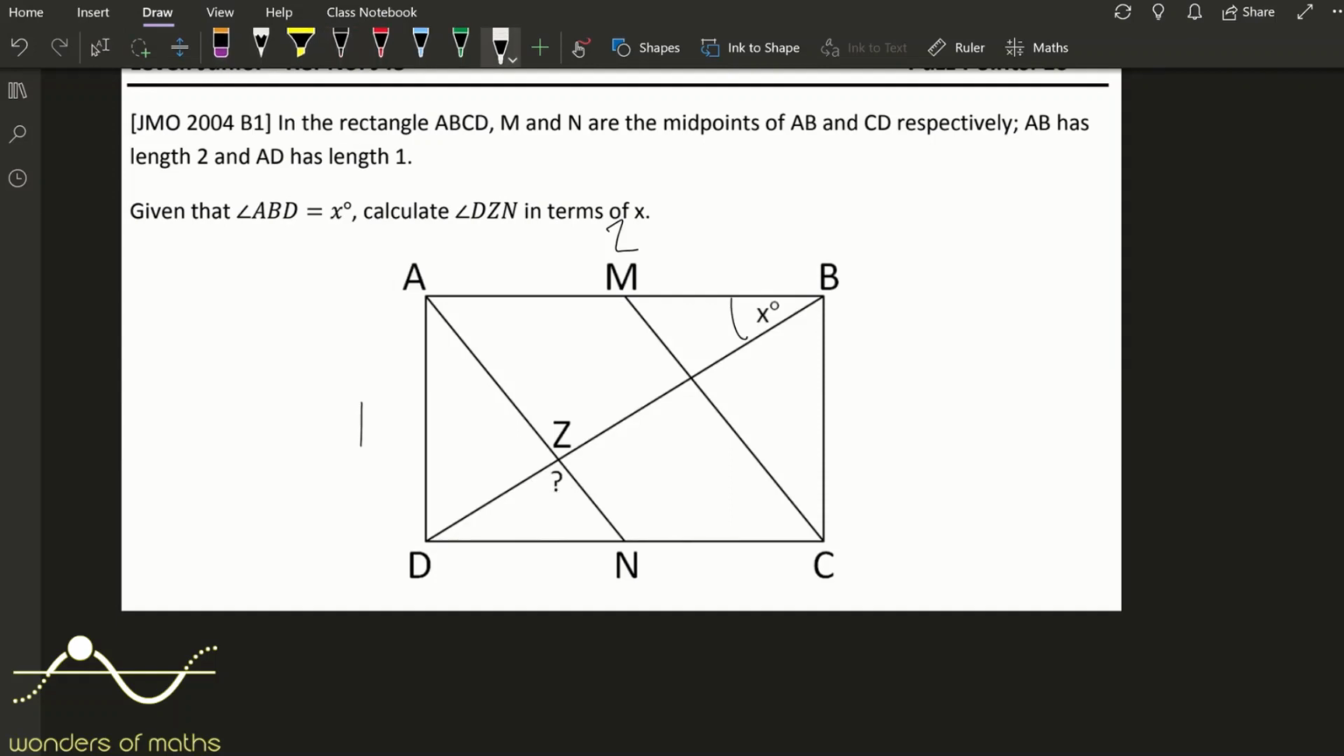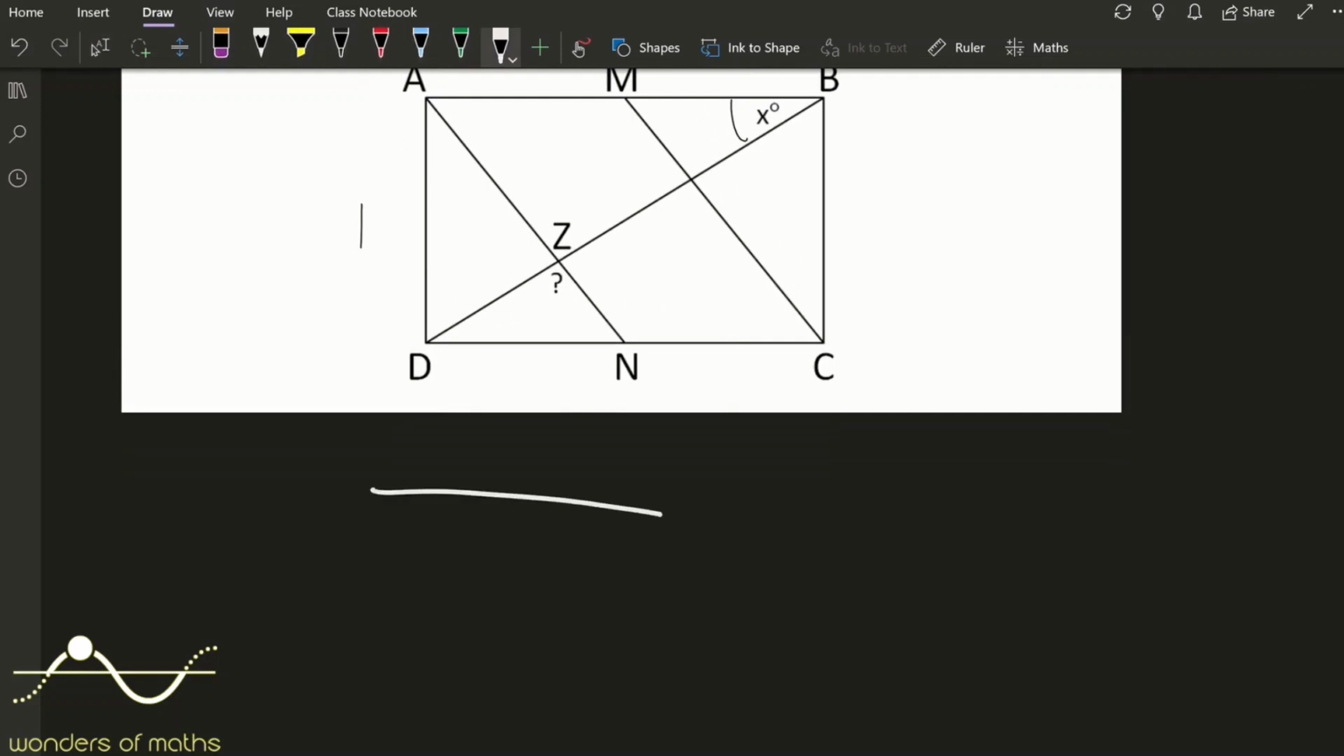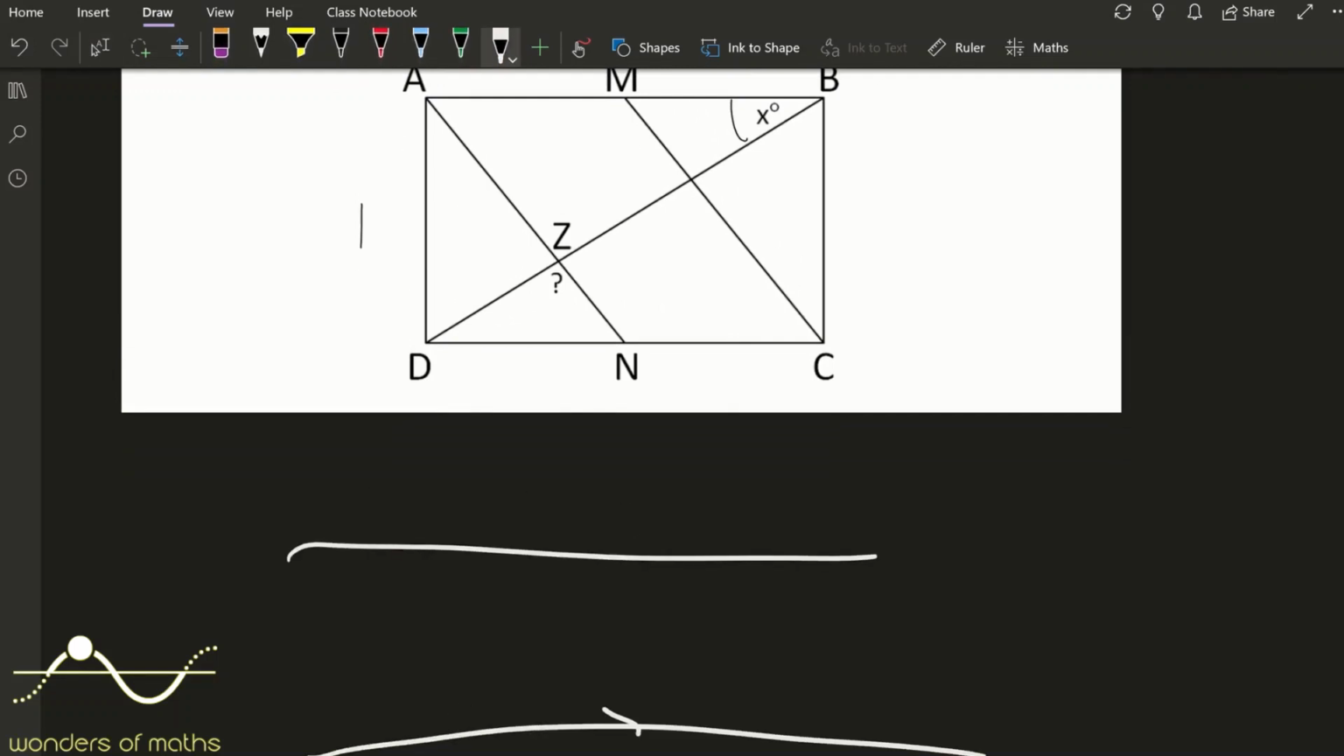So the first thing we're going to look at is our classic Z angles, where we have two parallel lines and another line intersecting them. As we know, this angle here, we'll call x, is always equal to this angle here. So this is also x.